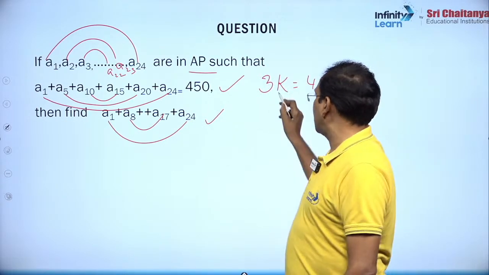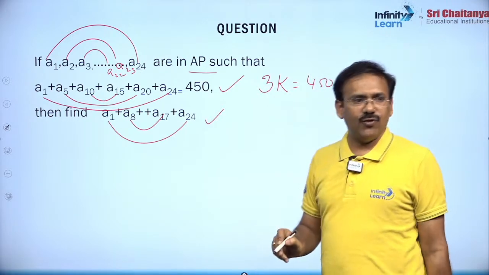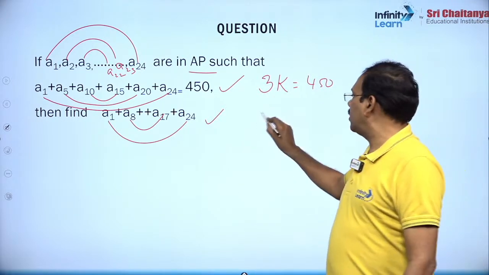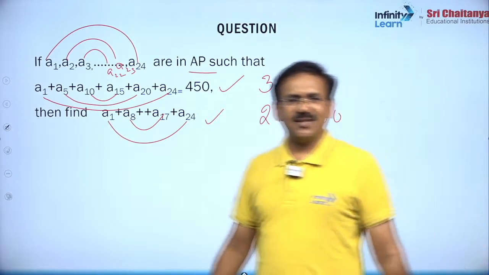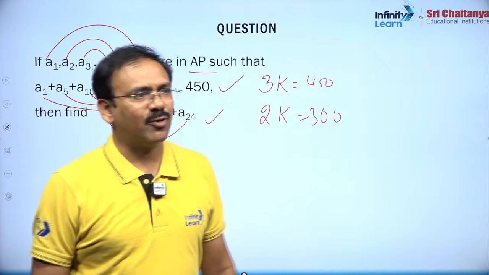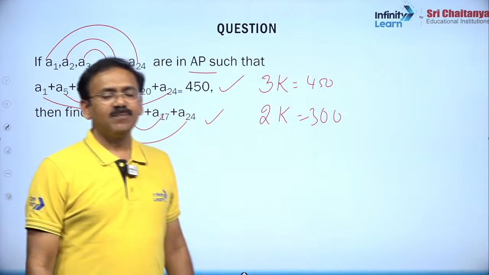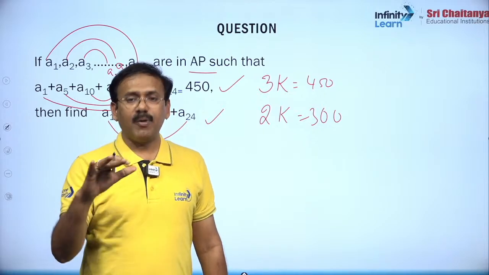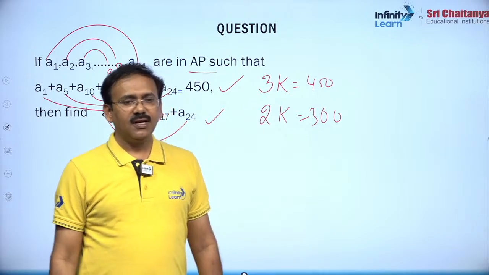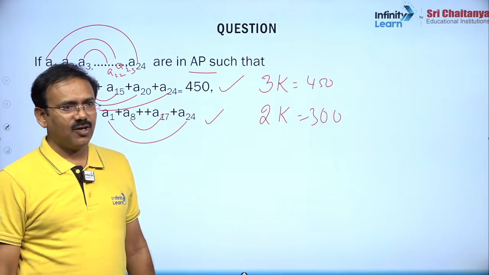Here you see, A1 plus A24 is also K, and A8 plus A17 is also K, my dear friends. So he is asking about 2K. If 3K is 450, K is 150, so 2K is 300. That's all. No calculation at all. How do you feel about this question and solution, dear students? AP is really funny and interesting, and very, very important even in JEE Mains. How is the technique? Got it?